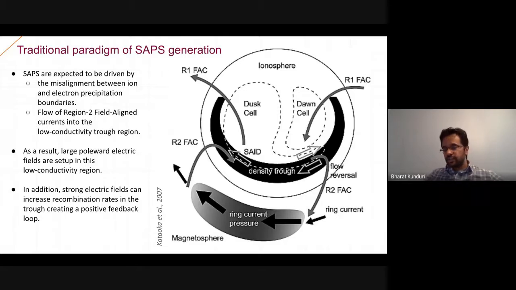So that's the magnetospheric component. And I'm talking about the traditional paradigm of SAPS generation here, which was developed starting from the 1990s all the way to the early 2000s. So the other component is the ionospheric feedback component.